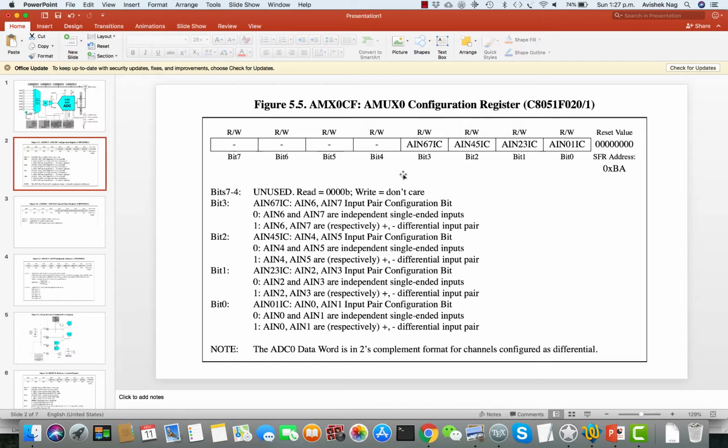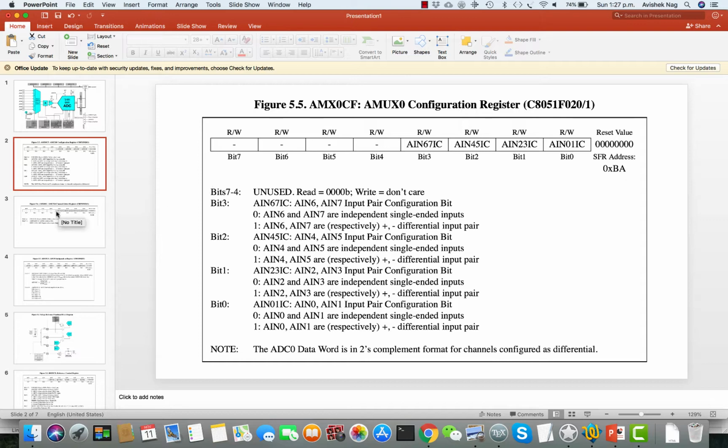So if your bit 3 is 1, then as I said, the input will be AIN6 minus AIN7. If you put your bit 2 to 1, then it will be AIN4 minus AIN5. But if you put it to 0, then AIN4 and AIN5 are independent single-ended inputs. So this is how it works.